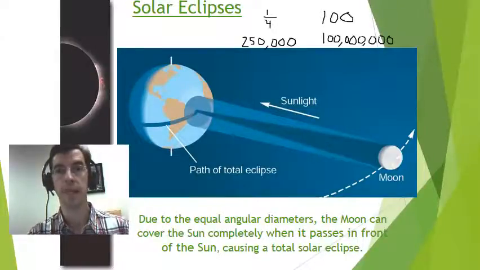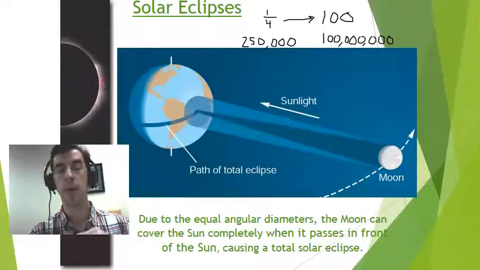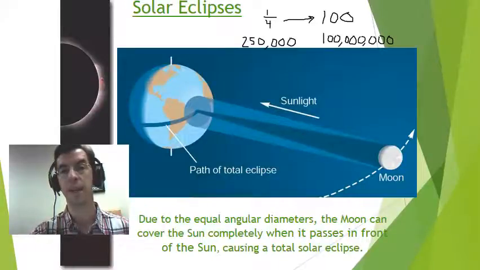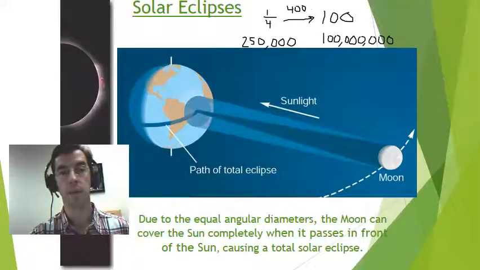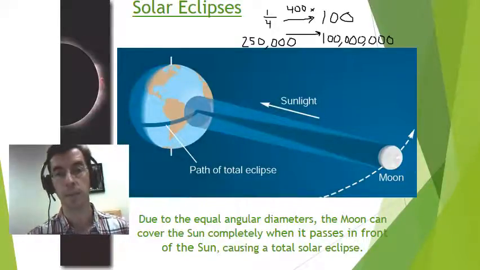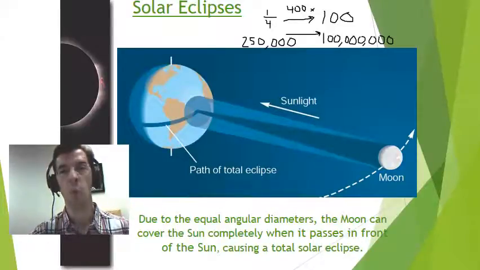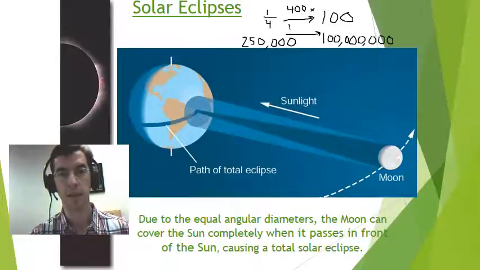Now, how big is the sun compared to the moon? We just said that the sun is 100 times bigger than the Earth. We know the Earth is 4 times bigger than the moon. So therefore, isn't the sun 400 times bigger than the moon? You betcha. How about their distances? Isn't the sun 100 million miles away from the Earth? Isn't the moon 1/4 of a million miles away from the Earth? So therefore, isn't the sun 400 times farther away?